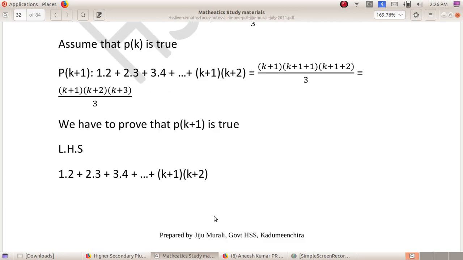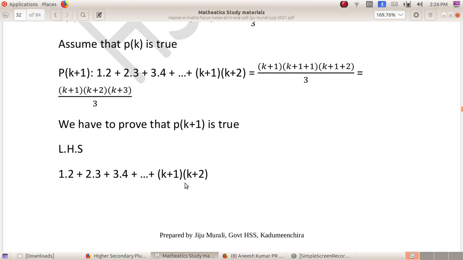Now our statement is like this: p of k plus 1, which means 1 into 2 plus 2 into 3 plus 3 into 4 plus etc. plus k plus 1 into k plus 2 equal to what? k plus 1 into k plus 2 into k plus 3 divided by 3. So we are going to prove that this is true for n is equal to k plus 1. For that we are taking the left hand side, this one: 1 into 2 plus 2 into 3 plus 3 into 4 plus etc. plus k plus 1 into k plus 2.